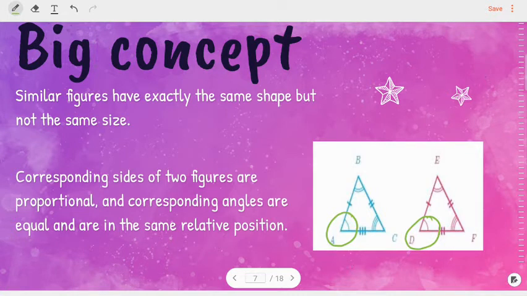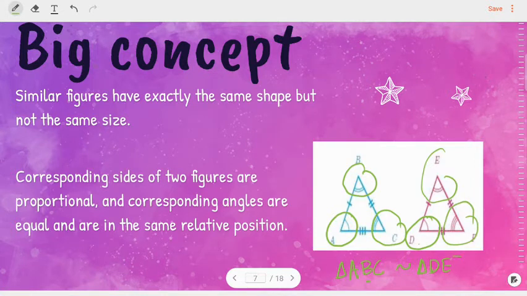So if I were to write a similarity statement, I would write triangle ABC is similar to, well, A matches with D, so triangle D. B, which came second in my list, matches with E, so I'm going to write that second in my list. And C matches with F. So because C is written third, I'm going to write F third.